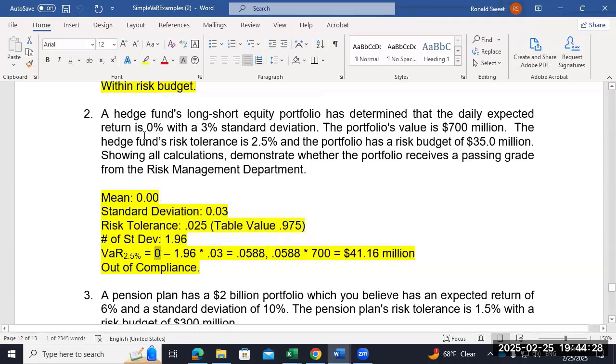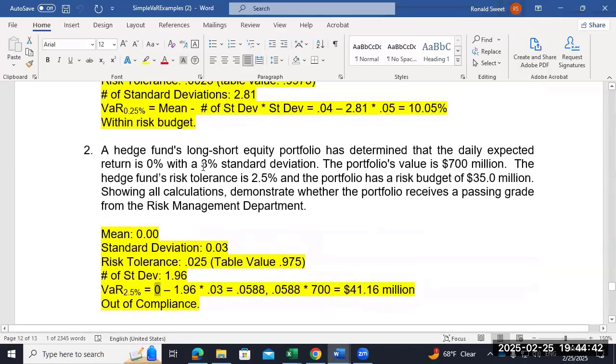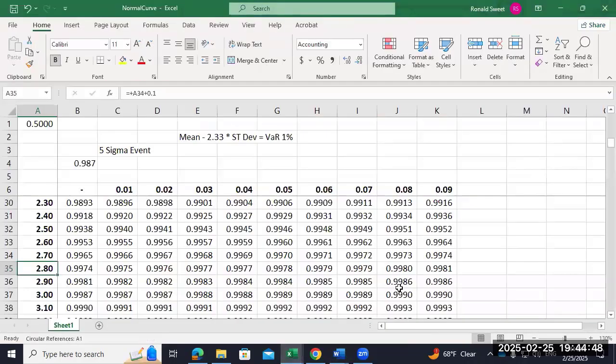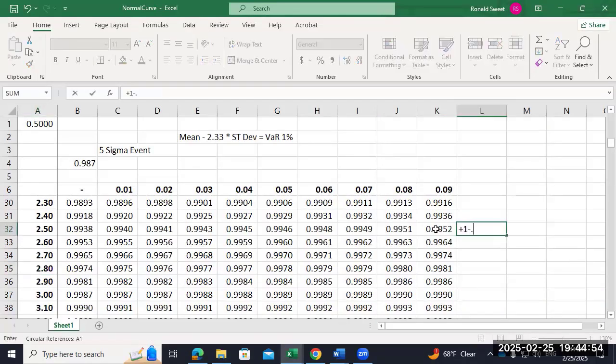So most of your banks are doing daily value at risk. So that means the daily mean is 0. At USA, we did annual things, so we didn't have that 0. But here it's 0. Their risk tolerance is 2.5%. Someone tell me what number we're looking for. 0.975. So plus 1 minus 0.025.